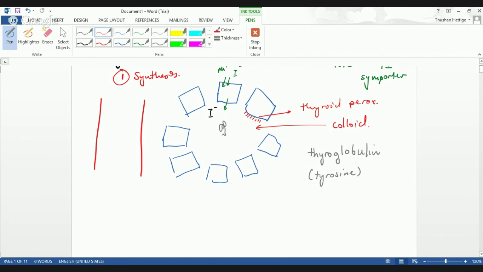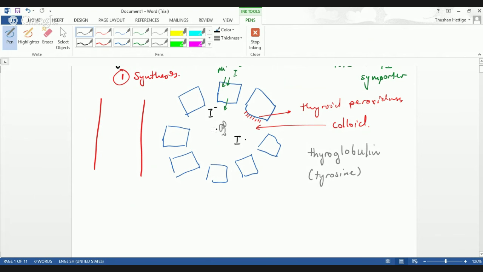Now, what that does is it causes iodide to react with hydrogen peroxide. And when it reacts with hydrogen peroxide, it produces iodine radicals, iodine atoms. You just take the electron off the iodine. This is very, very reactive. So this iodine atom has been oxidized by a reaction catalyzed by thyroid peroxidase.